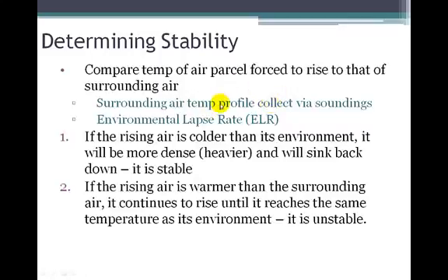So once we have this information, then we can compare what happens to a parcel of air that starts off at the surface of the Earth if it were forced to rise. So if the rising air is colder than its environment, it will be more dense and wants to sink back down to Earth. It doesn't want to rise, in other words. So we know that it's a stable environment.